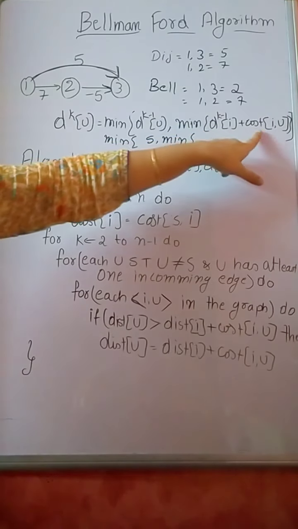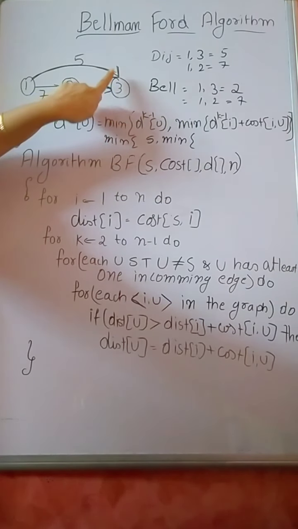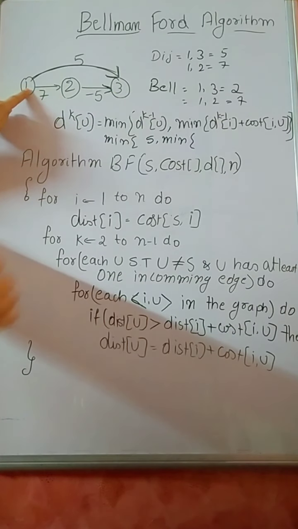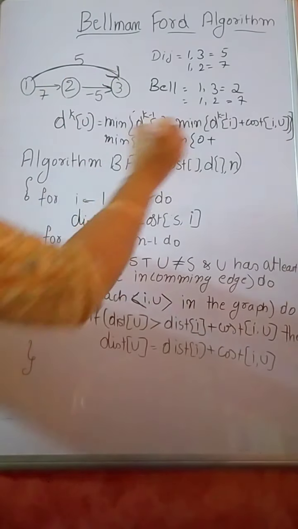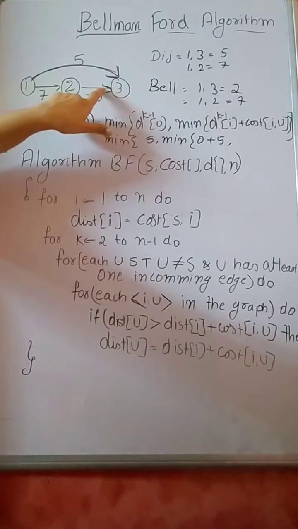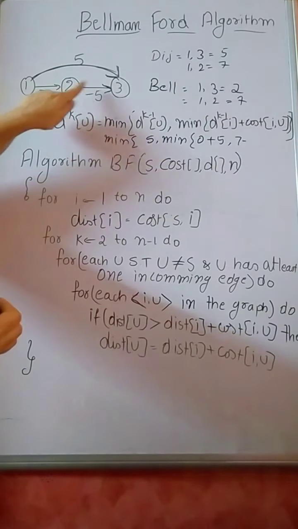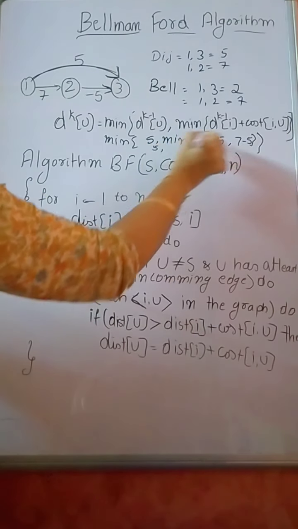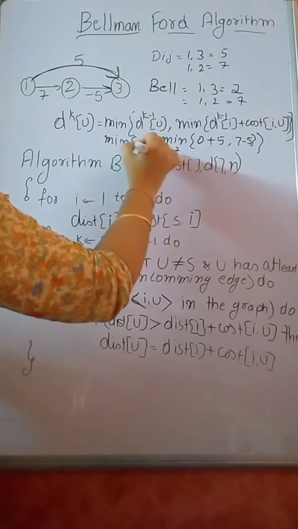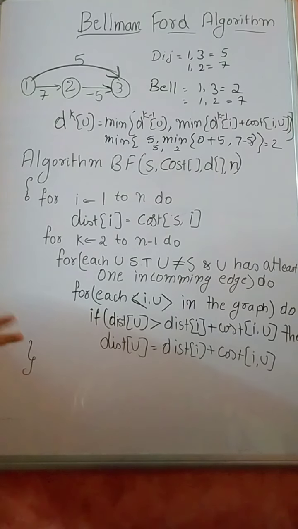This is for each of the incoming edges. It will consider how many incoming edges it is having. Here and here. The distance till this is 0 plus the edge distance 5. Then one more incoming edge it is having. For this incoming edge, the distance till u is 7, then from here to here minus 5. Which is the minimum among these? One is 5, the other is 2. So 2 is the minimum. That is how your Bellman-Ford algorithm works.